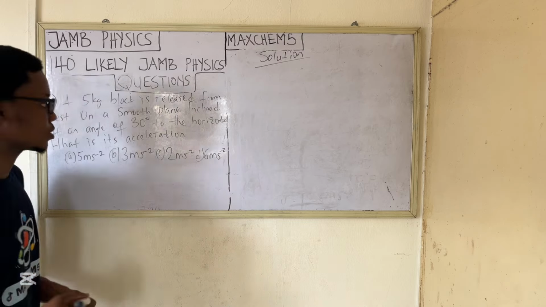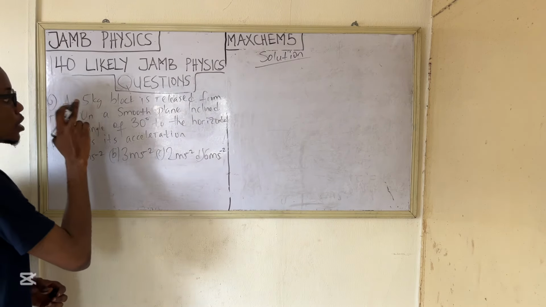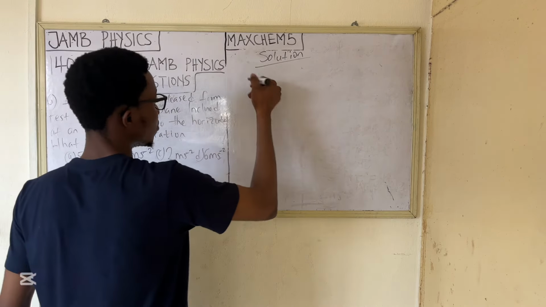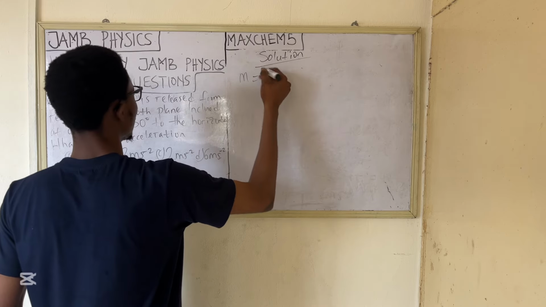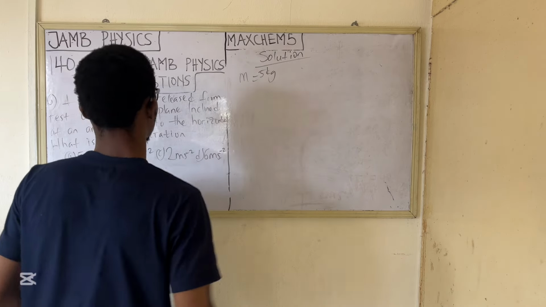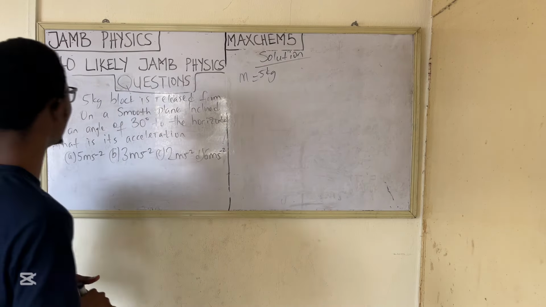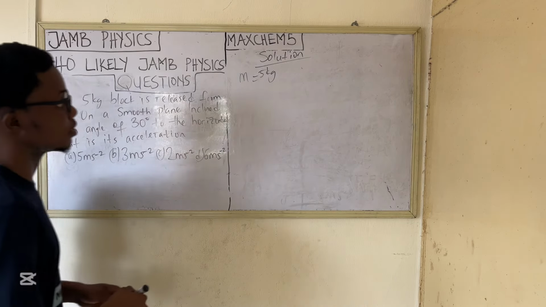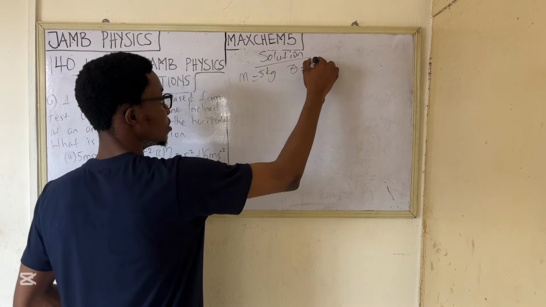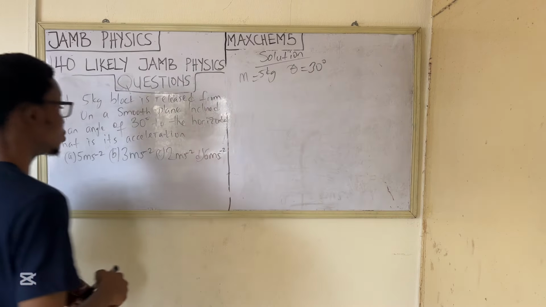Write out your parameters first. A 5-kilogram block, that is the mass of the block. I get to know the mass here is 5 kilograms. Now, from rest on a smooth plane incline. Let's say the theta here, which is our angle, is 30 degrees to the horizontal.